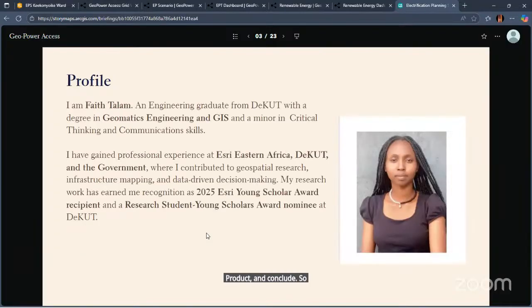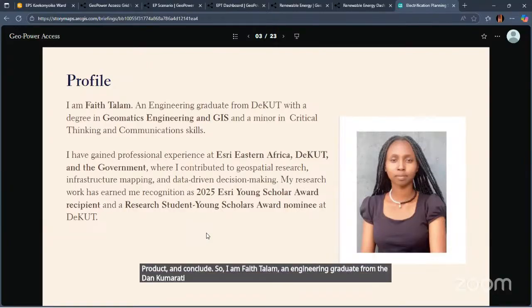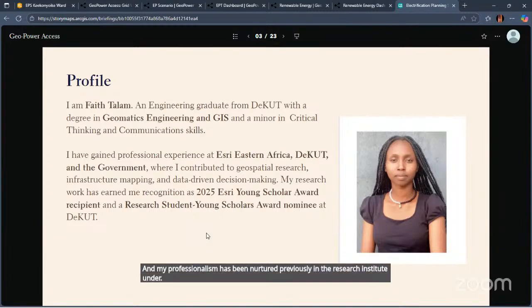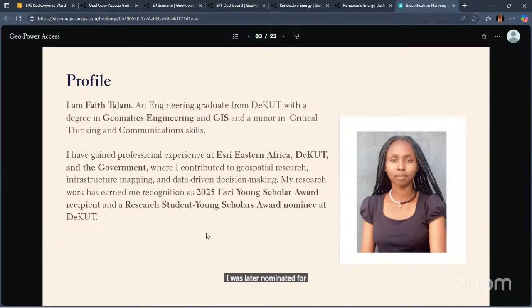So I am Faith Talam, an engineering graduate from Dedan Kimathi with a degree in geomatics engineering and GIS. My professionalism has been nurtured previously in the Research Institute under Dedan Kimathi, where I was later nominated for the ESRI Eastern African Scholar Award and was one of the recipients. It has been an honor to partake in this intern quota, and I'm pleased to be here.